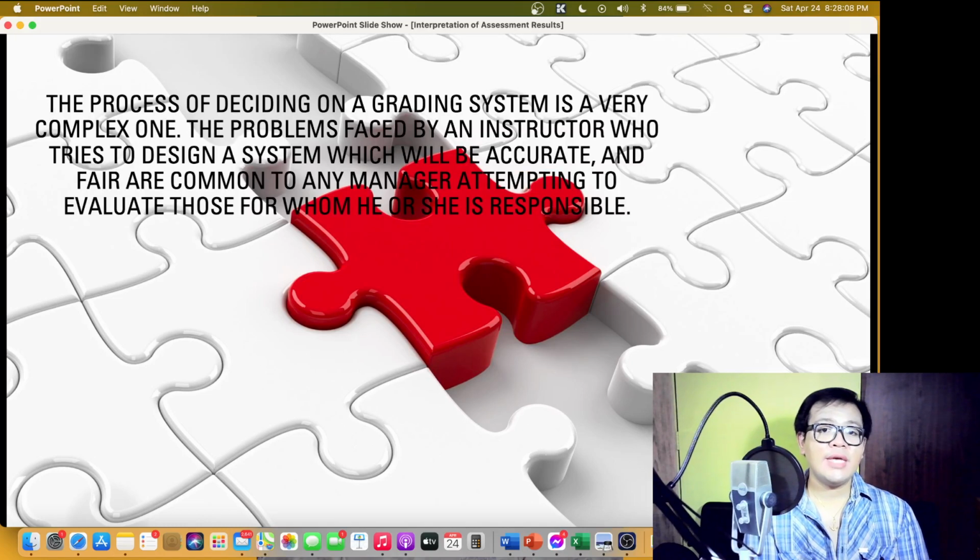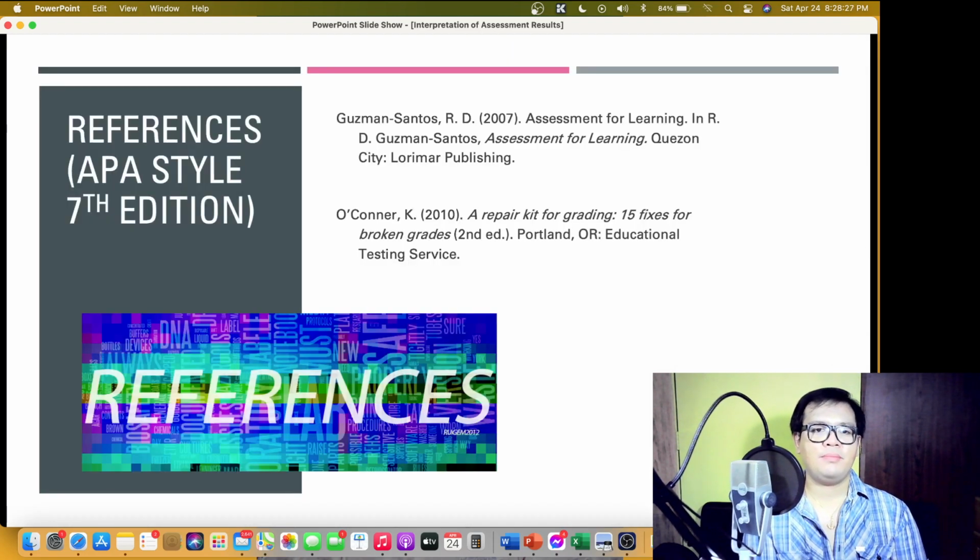The process of deciding on a grading system is a very complex one. The problem faced by an instructor who tries to design a system which will be accurate and fair is common to many managers or senior teachers attempting to evaluate those for whom he or she is responsible.